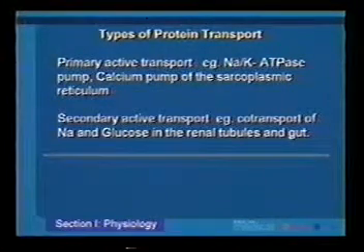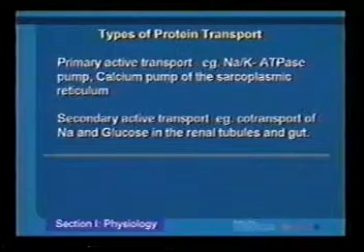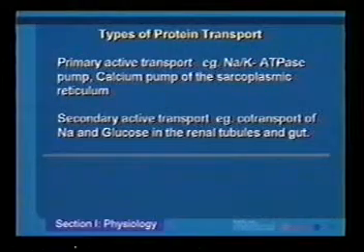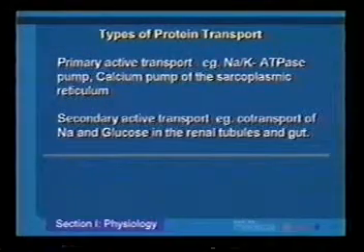An example, the most common example, and it is tested in Step 1, is the co-transport of sodium and glucose in the renal tubules and the gut. Now, that term co-transport simply means the protein is transporting two different particles in the same direction. So what we have is a protein in the membrane that is transporting sodium and glucose in the same direction. Now, the co-transport of sodium and glucose is illustrated on this figure right here.